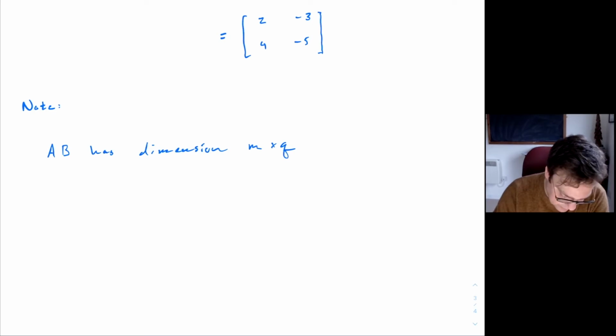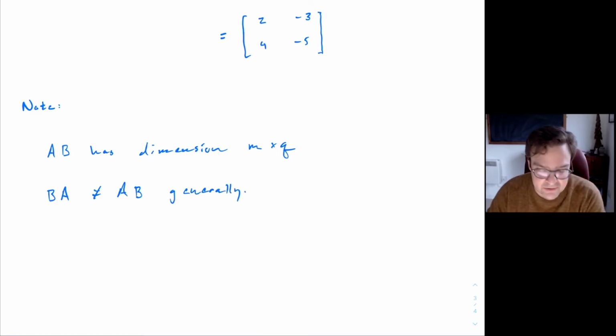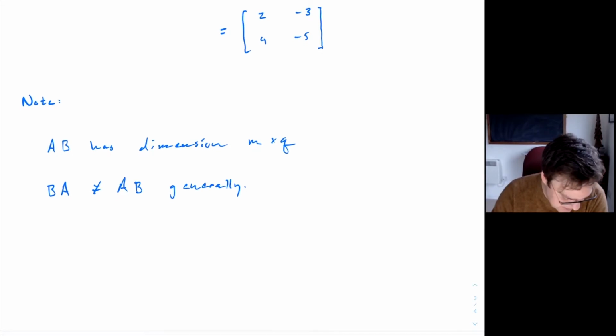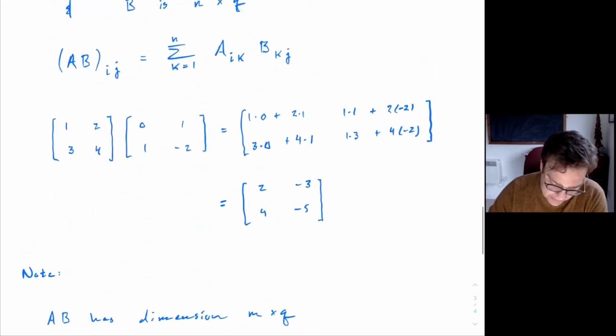The next thing that's important to understand is that the product B times A, so putting them in the opposite order, in general does not equal A times B. That's very different from multiplication of scalars. It's a new property. And in fact, B times A may not even exist. Right? And so how come that is true?